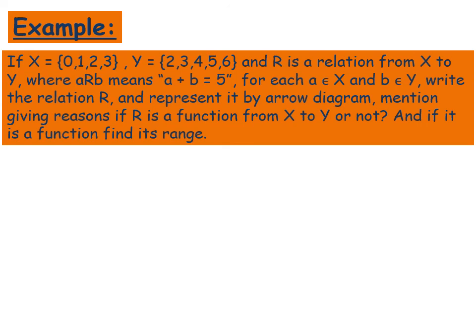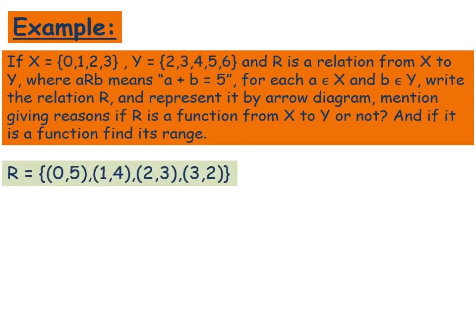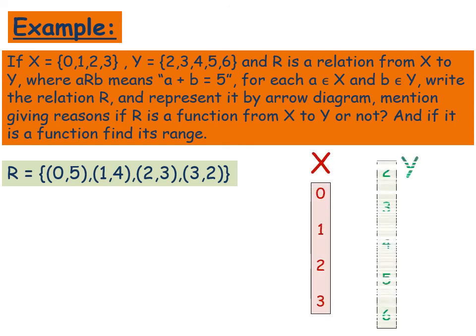First, I will illustrate the relation. I want the sum of the two numbers in the ordered pair to equal 5. This is the condition. So R will be {(0,5), (1,4), (2,3), (3,2)}. This is R. And I will represent it by an arrow diagram like that. I will draw x and y and then make my arrows 0 to 5, 1 to 4, 2 to 3, 3 to 2.